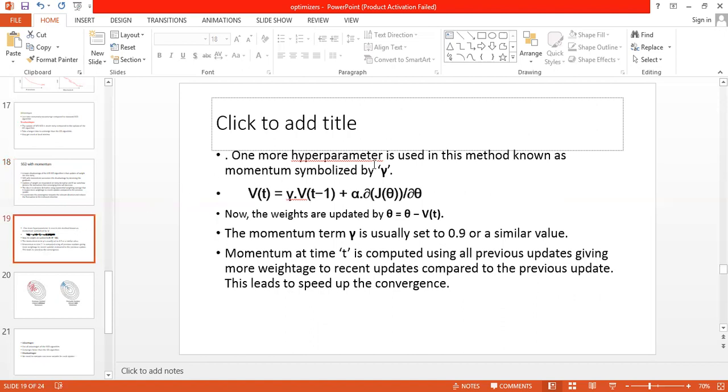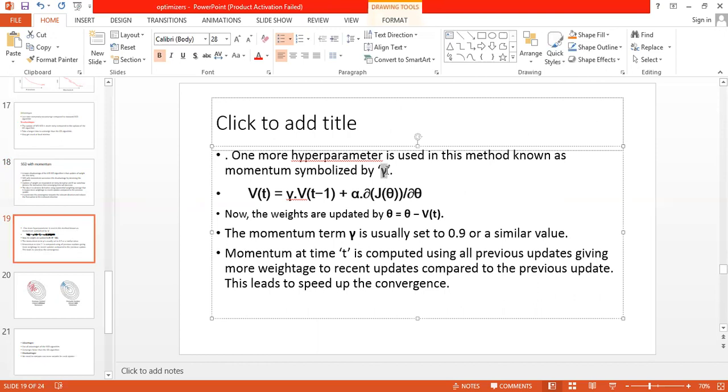So this is the formula, and here we are adding a constant, gamma, which is the momentum. Here t represents the time: t means the current time, and t minus 1 means the previous value of the gradients. This is the loss function, and this is the learning rate. Here the weights are updated with whatever value we get with respect to time. Generally the momentum value is fixed at 0.9 or near about it.